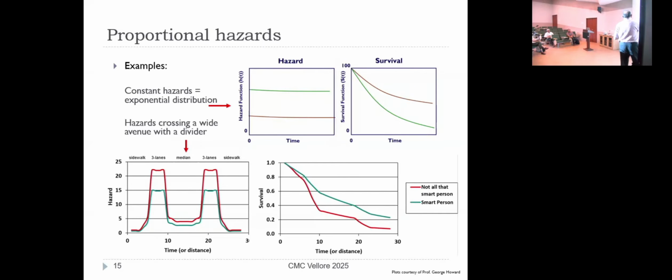Suppose you're crossing a wide avenue like in New Delhi with a divider, and you have the footpath, and you are trying to get to the other footpath, and you have 3 lanes, you have a median where you can stop, and you have another 3 lanes to cross on the other side. And so what is your hazard? Your hazard is very low here. It's maybe a little bit higher at the median because a car can come and kill you there, but not so high. When you're crossing, you are at high risk.